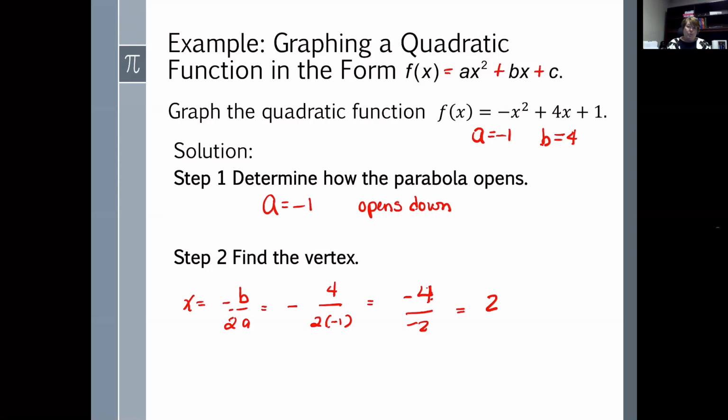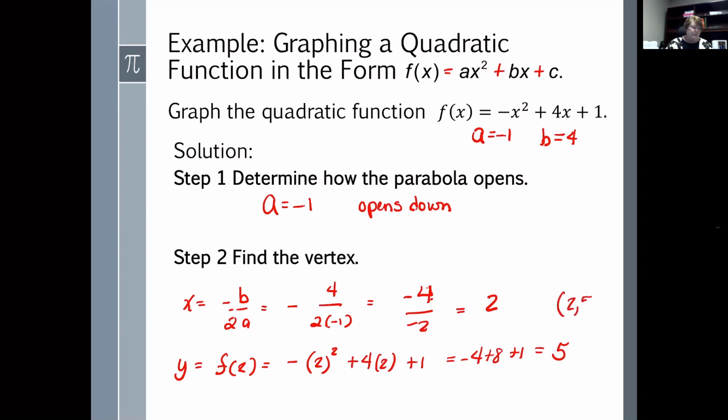Now to find the y coordinate of my vertex, I actually have to evaluate the function at 2. So the y coordinate is f evaluated at 2. So I plug that in, and I get minus 4 plus 8 plus 1, which I believe is 5. So the vertex of this parabola is at the point 2, 5.